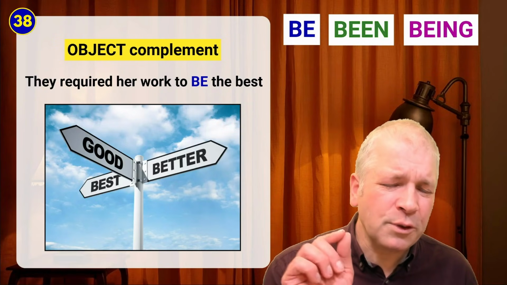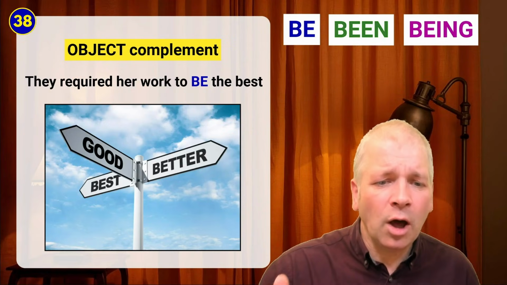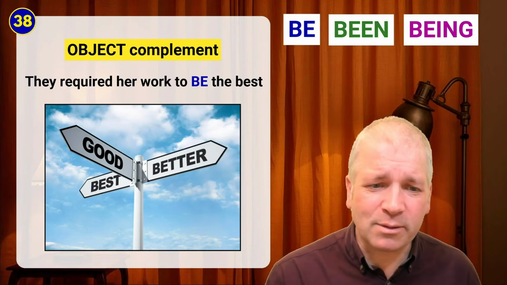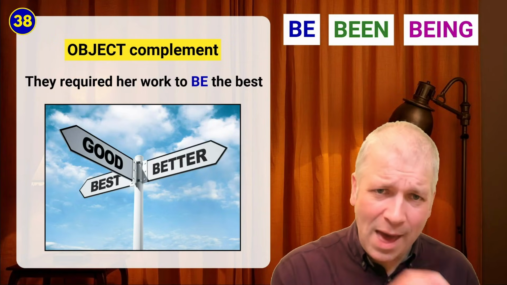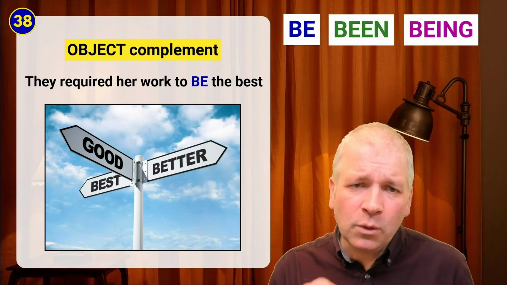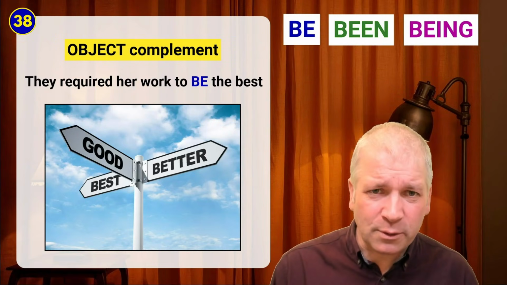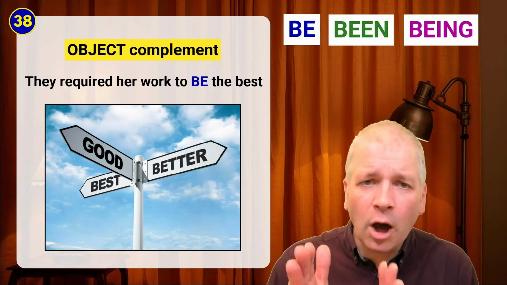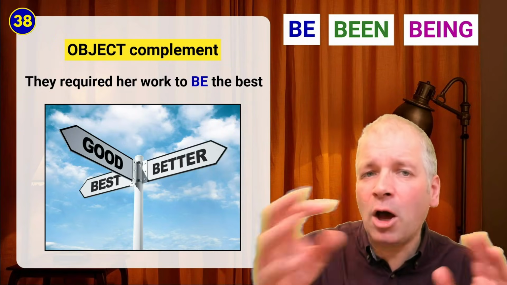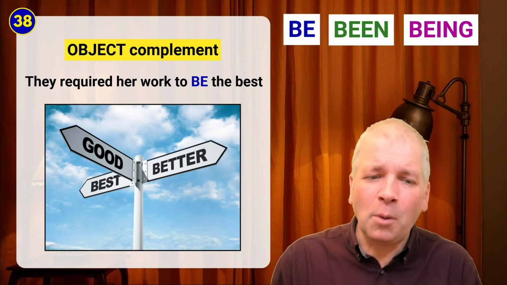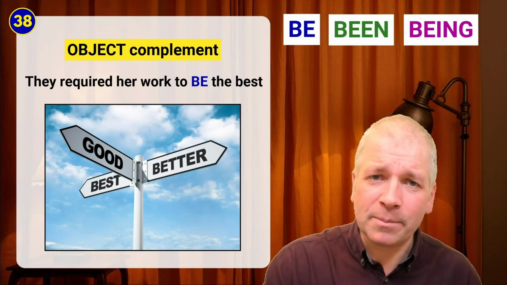Now, this looks the same at the beginning, but look closely. They required her work to be the best. This isn't referring to they. This is referring to her work. So it's an object complement here. They is the subject, the verb is required. Her work is the object, and to be the best is now describing her work. So to be the best is the complement of her work. It's the object complement. Again, use be.